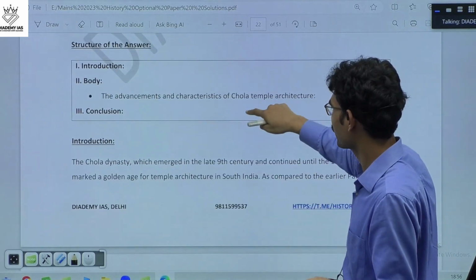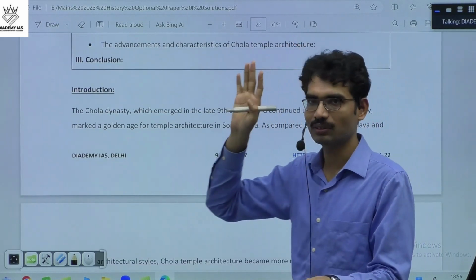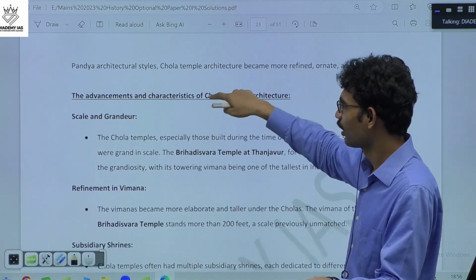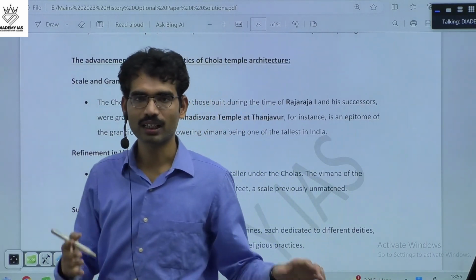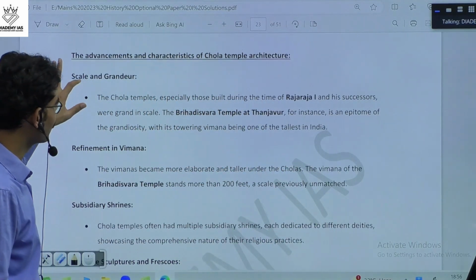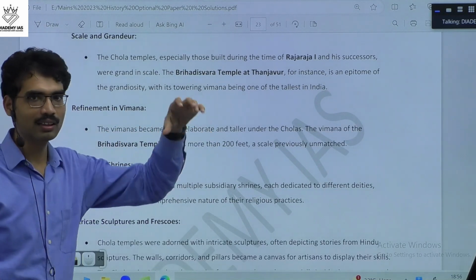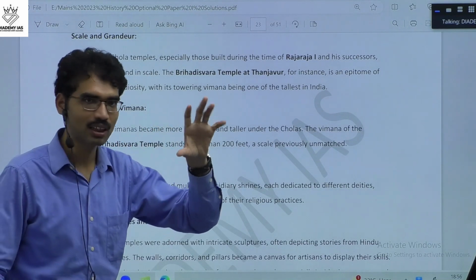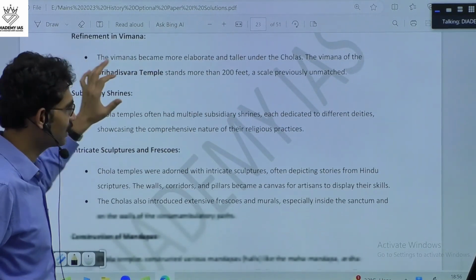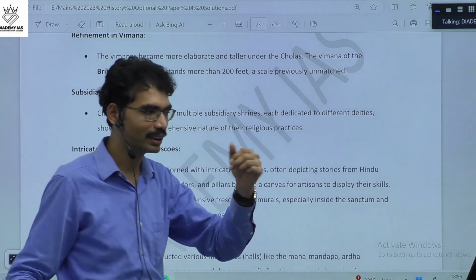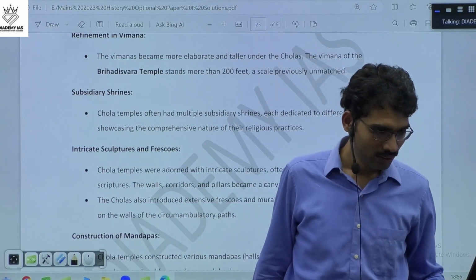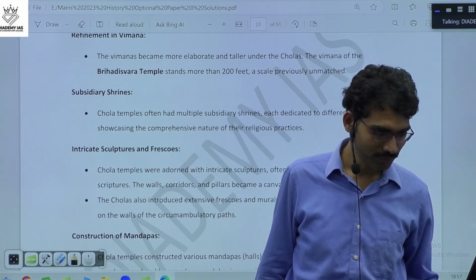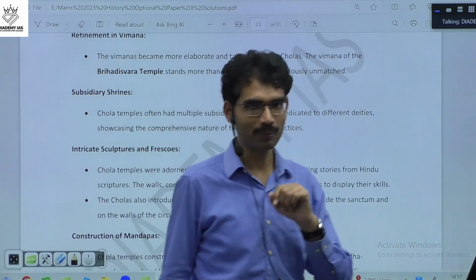So, advancements and characteristics of Chola temple architecture. I will just give the headings, you will understand what they mean. Scale and grandeur, the kind of size, Brihadeshwara temple. Refinement in Vimana, the kind of design on Vimana, different kinds of images on Vimanas. Subsidiary shrines, main shrine as well as subsidiary shrines. Liberal conversions of kings, Buddhism, Jainism, very good. Architecture reached its climax during the Chola period.